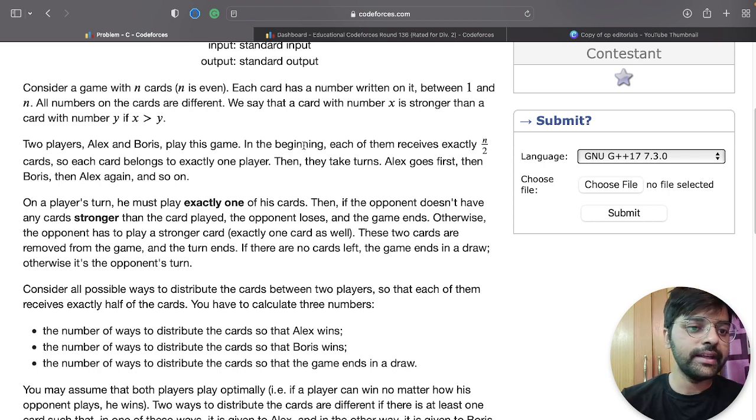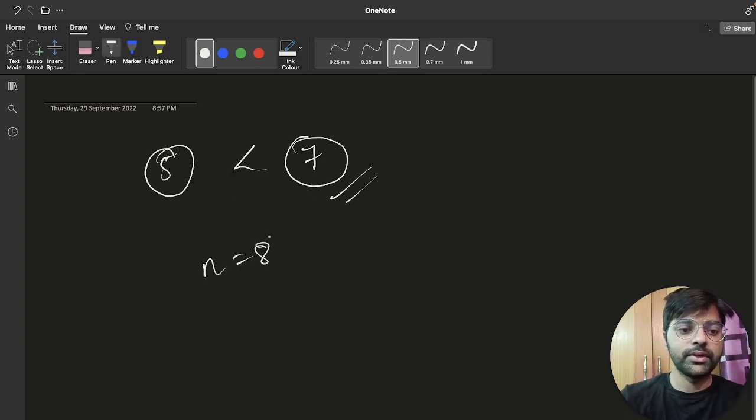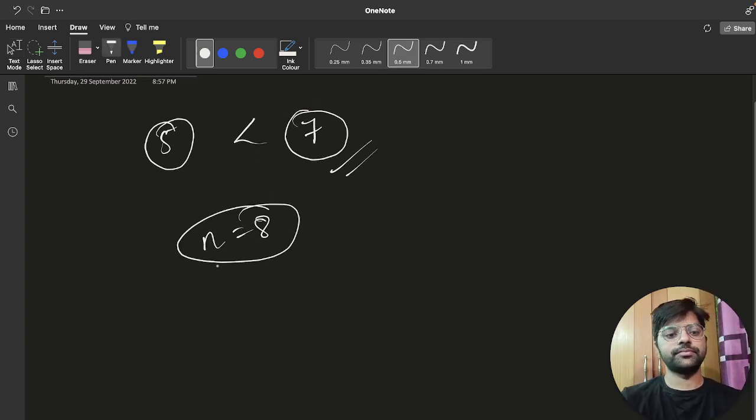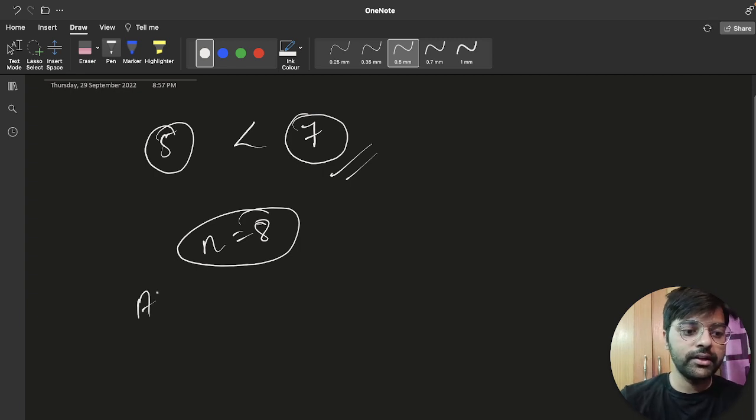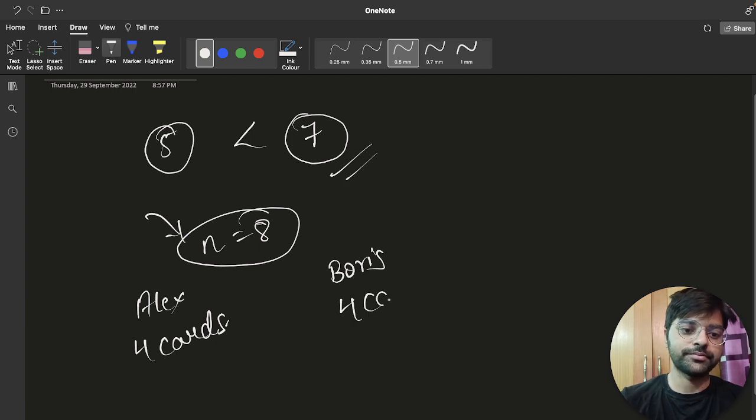In the beginning each of them receives exactly n by 2 cards. Let's say that n equals 8. Alex will get 4 cards, that is n by 2, and that's why n was given even, and Boris will also get 4 cards.